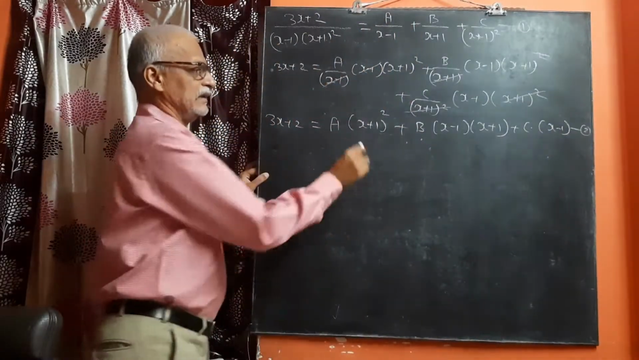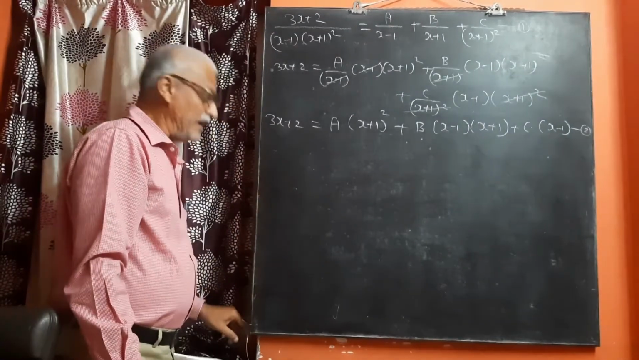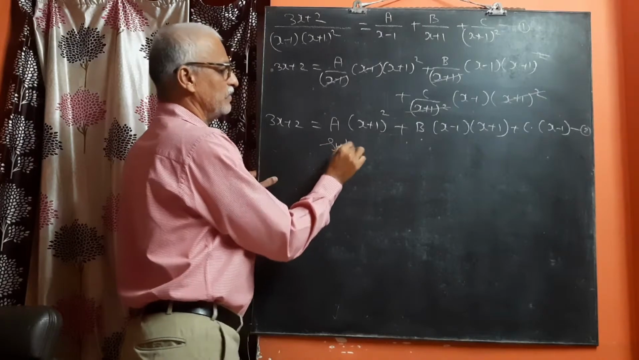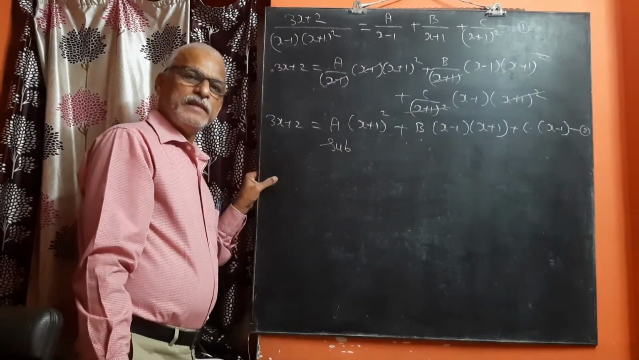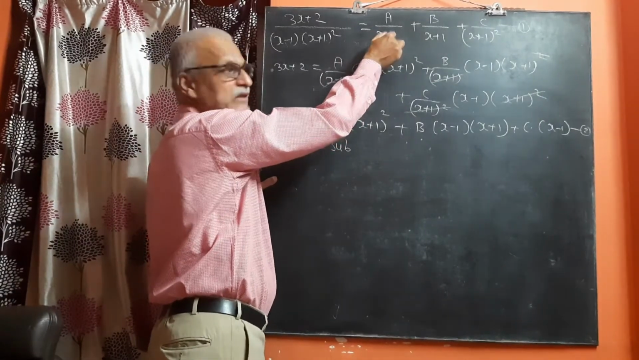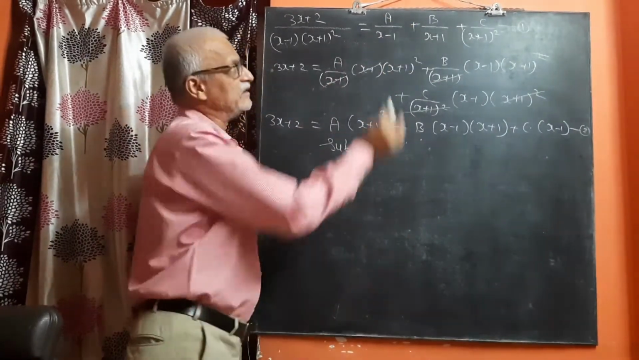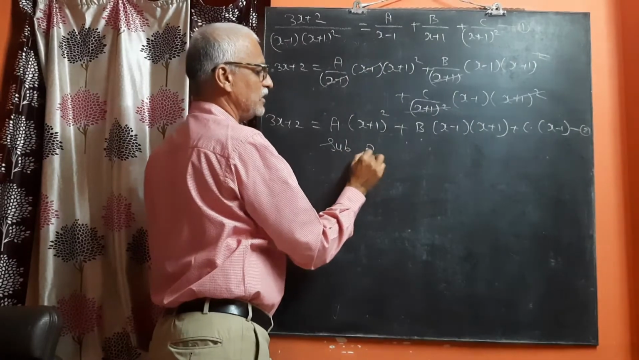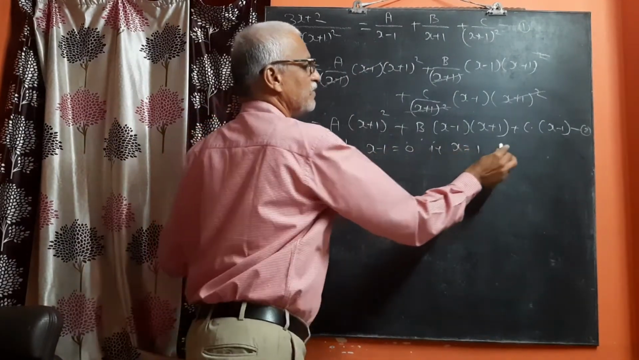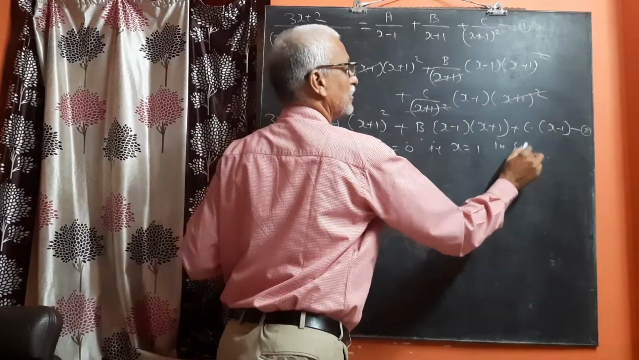Now substitution. We have to determine the values of a, b and c. Our first substitution is the denominator of a equals 0. What is the denominator of a? That is x minus 1. So substitute x minus 1 equals 0. That means x equals 1 in equation 2.